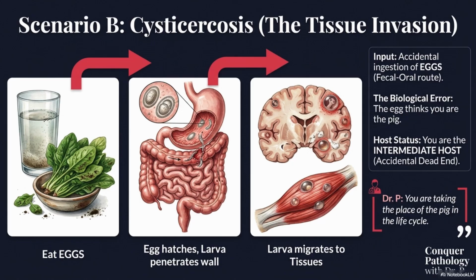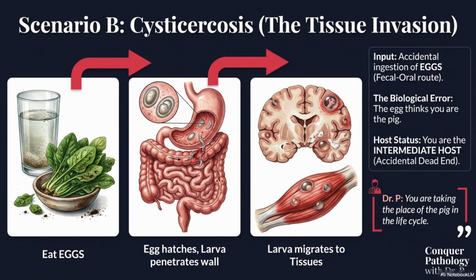Now scenario B, cysticercosis. This is the dangerous one. Here you accidentally ingest the egg, maybe from contaminated water, veggies, or dirty hands. The egg hatches in your gut and the larva migrates out. It invades your tissue, muscle, and brain. You have become the intermediate host. This is where we see neurocysticercosis.